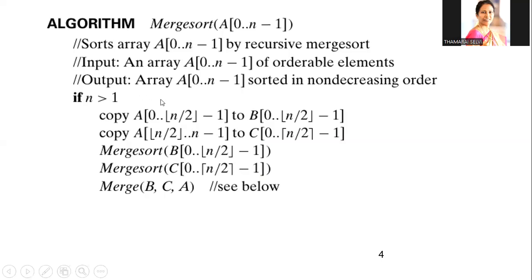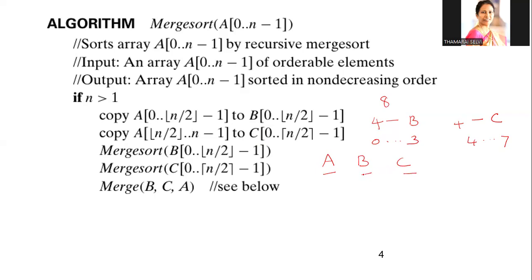So if it is greater than one, you have to copy the first half of the elements into the array B. Suppose you have 8 elements, so the first 4 elements will be copied into array B and the next 4 elements will be copied into array C. That is from index 0 to 3 and here it is 4 to 7. So you need 3 arrays, A, B and C. A is the given array, B is the first half, C is the second half.